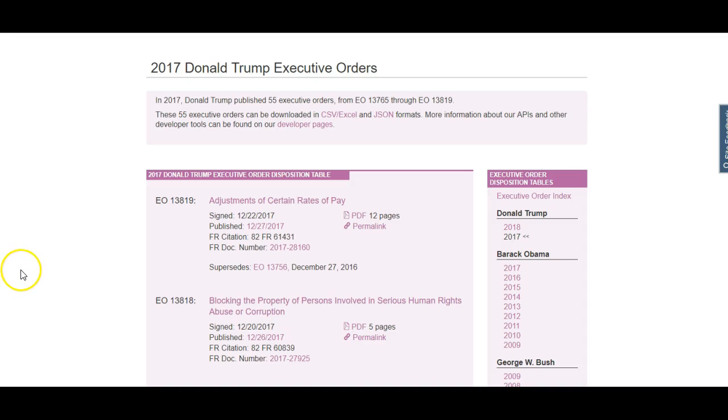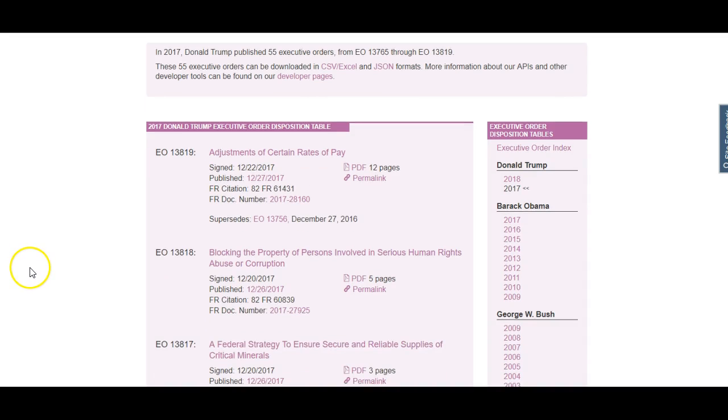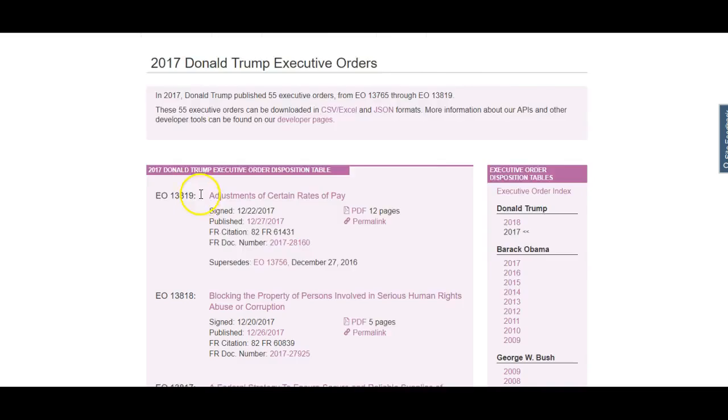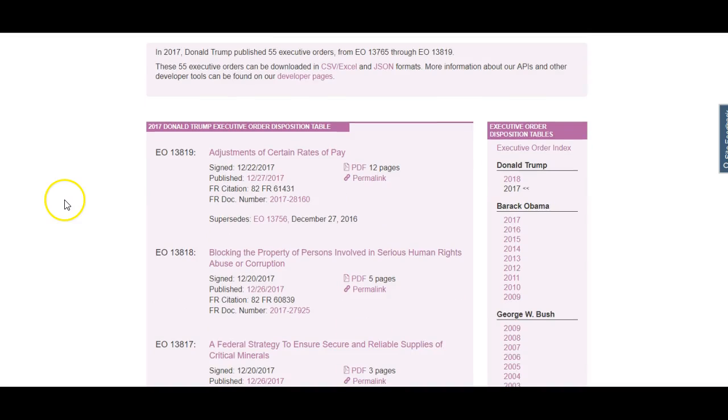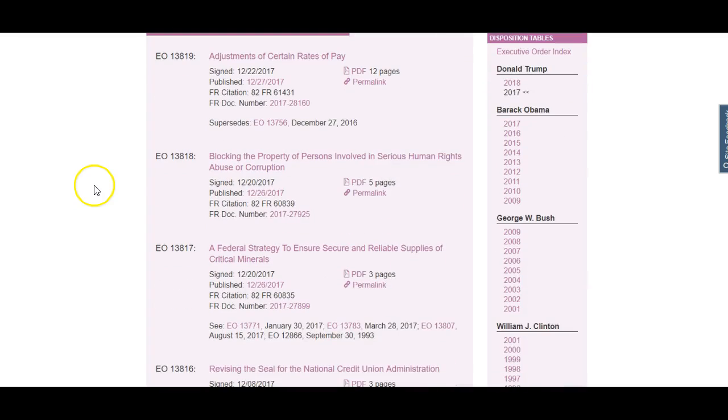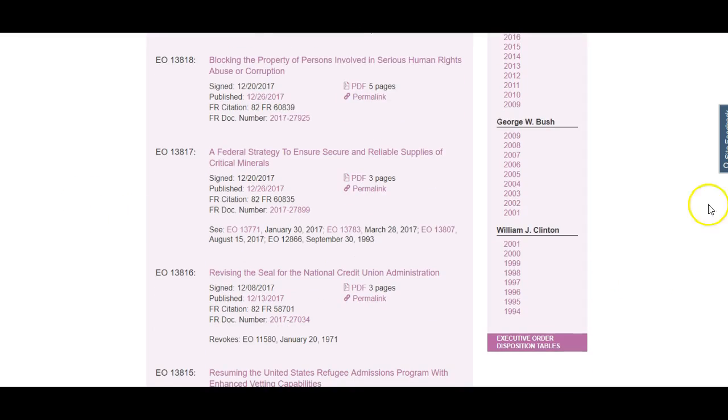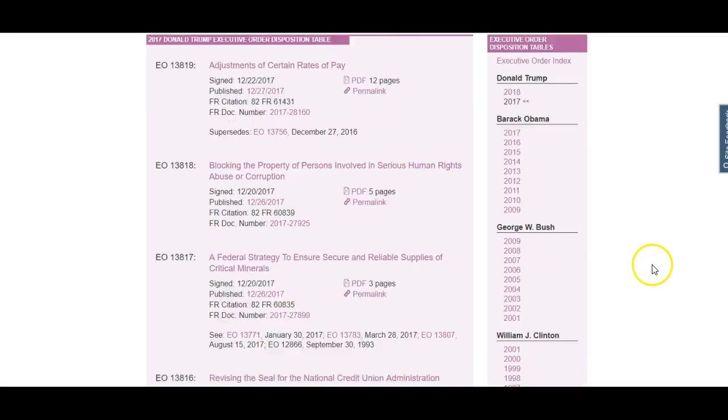So here you can see the executive orders from President Trump from 2017, and what you'll notice is this list of executive orders. This is essentially a disposition table, again, federalregister.gov, and you'll notice that this one supersedes an earlier one from 2016. So that was when President Obama was still in office. And at least online, this table goes back to President Clinton.